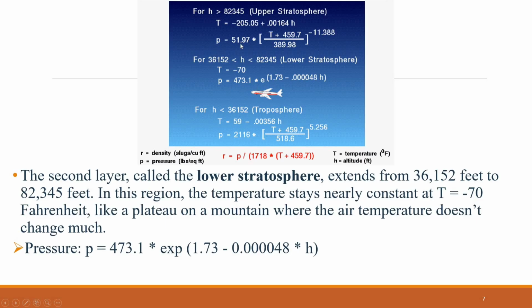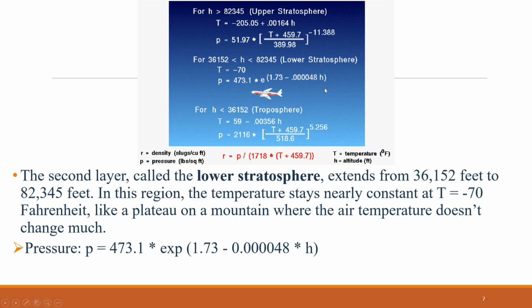The second layer, called the lower stratosphere, extends from 36,152 feet to 82,345 feet. In this region, the temperature stays nearly constant at negative 70 degrees Fahrenheit, like a plateau on a mountain where the air temperature doesn't change much.